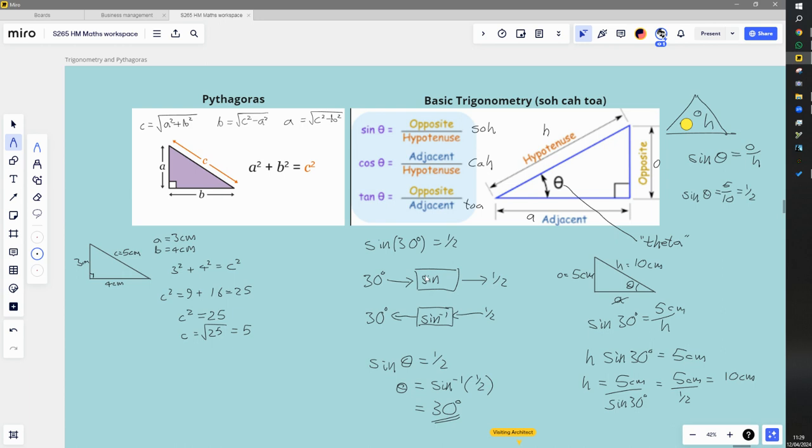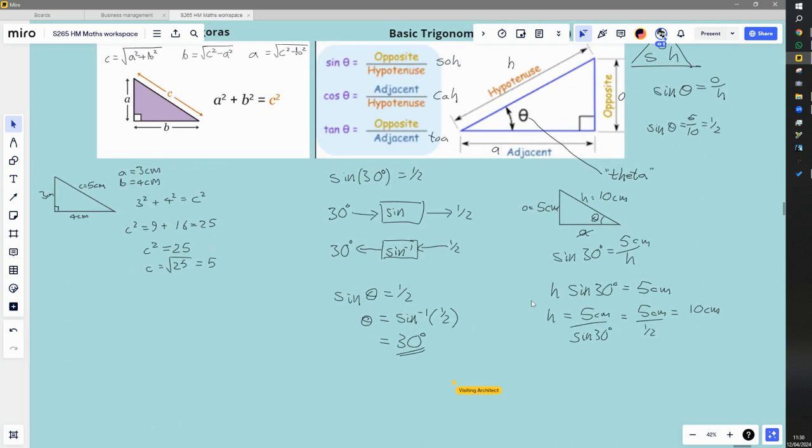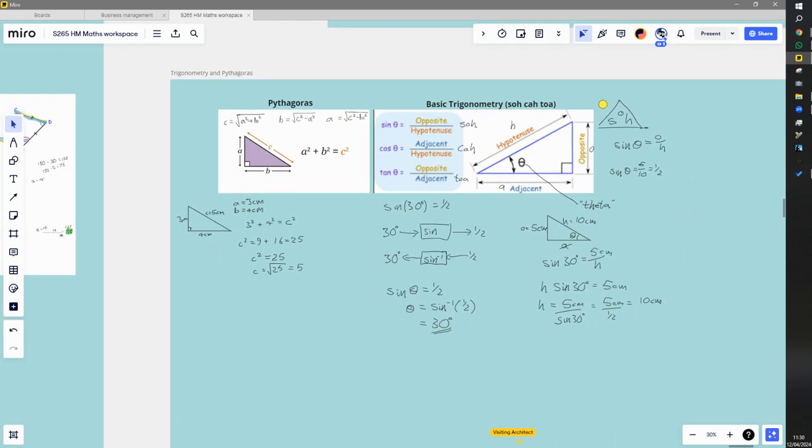So that's an overview of trigonometry, and remember, depending on what you've been given, that will affect which equation you use, and then depending on what you need to find out, that will affect how you rearrange the equation. So you could use the formula triangle, or you could just rearrange it using standard algebra skills.